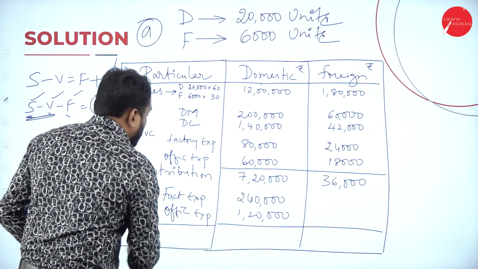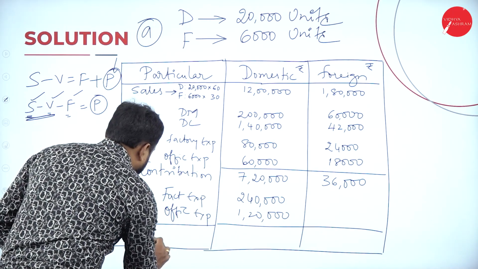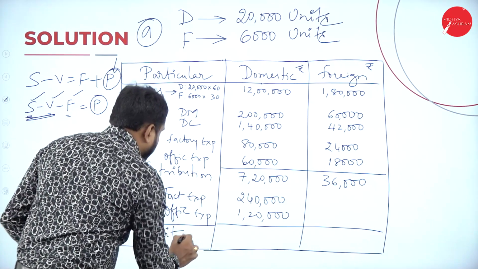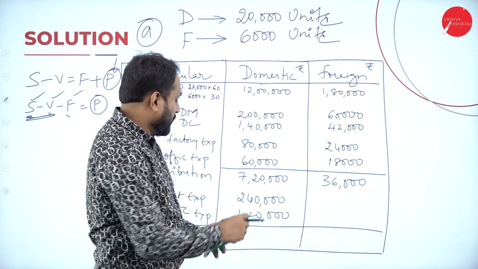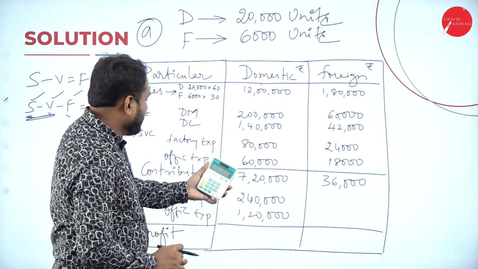Now whatever the amount we get, that is called our profit. We are done with everything now. Now don't do anything here in the foreign one. Okay. Now let's calculate. 7,20,000.